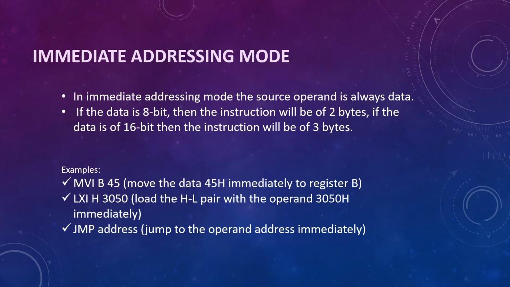Immediate addressing mode. In immediate addressing mode, the source of the operand is always data. If the data is 8-bit, then the instruction will be 2 bytes. If the data is 16-bit, then the instruction will be 3 bytes. For example, the instruction MVI B, 45H will immediately move the data 45 to the register B. This is a direct instruction. That is, the data is specified in the instruction itself in immediate addressing mode.